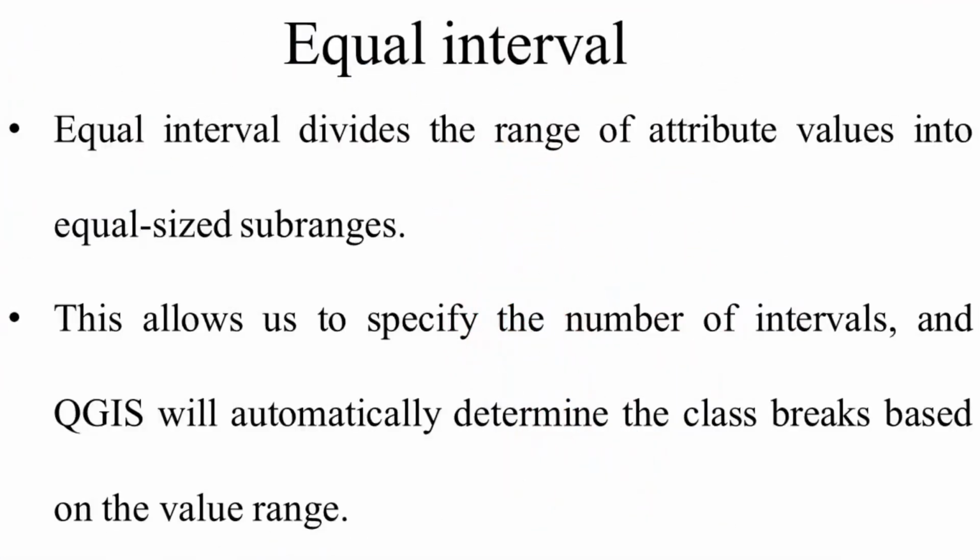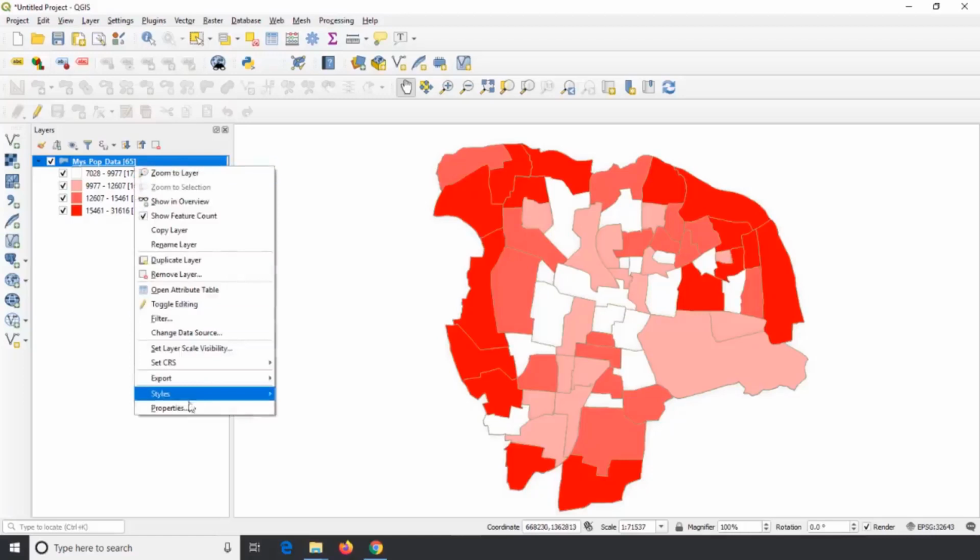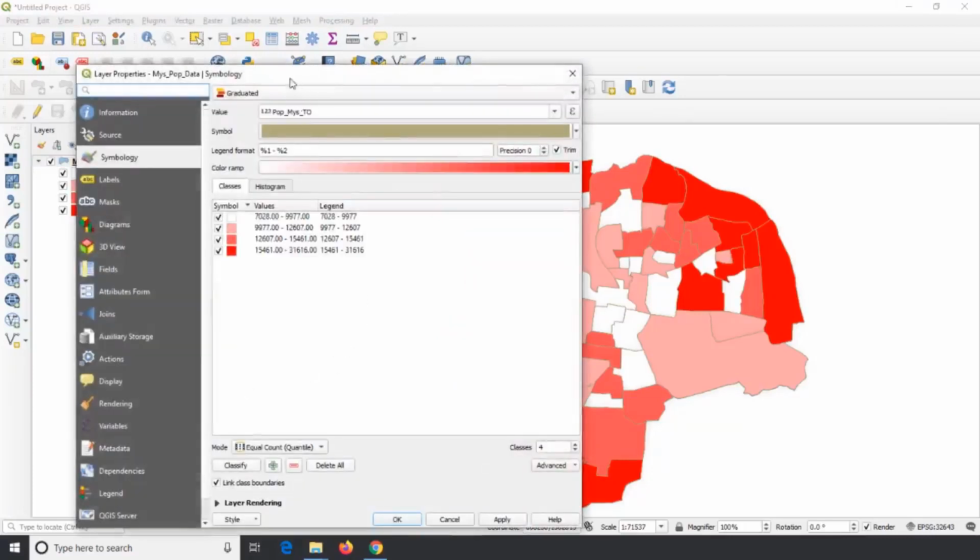Equal interval method. Equal interval divides the range of attribute values into equal sized sub-ranges. This allows us to specify the number of intervals, and QGIS will automatically determine the class breaks based on the value range. For example, if we specify 3 classes for a field whose values range from 0 to 300, the application will create 3 classes with ranges of 0 to 100, 101 to 200 and 201 to 300. Now we will apply equal interval to our data in QGIS with 5 classes.